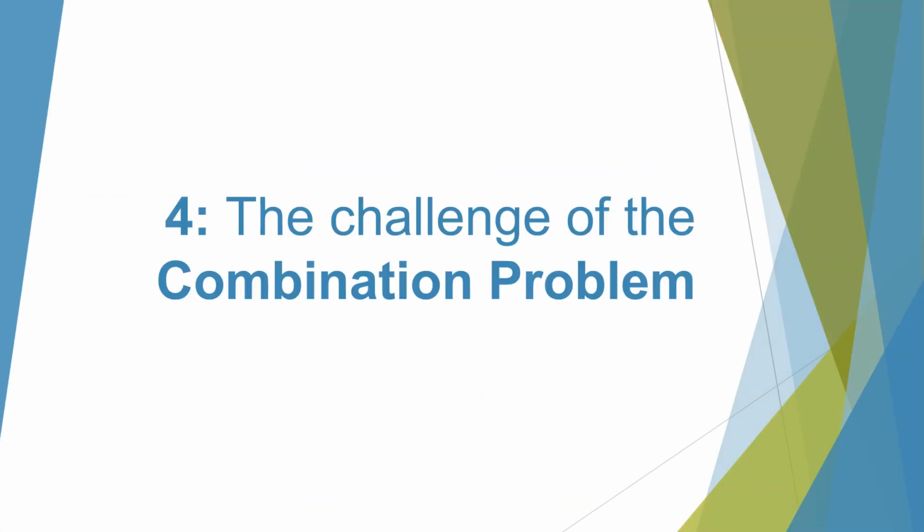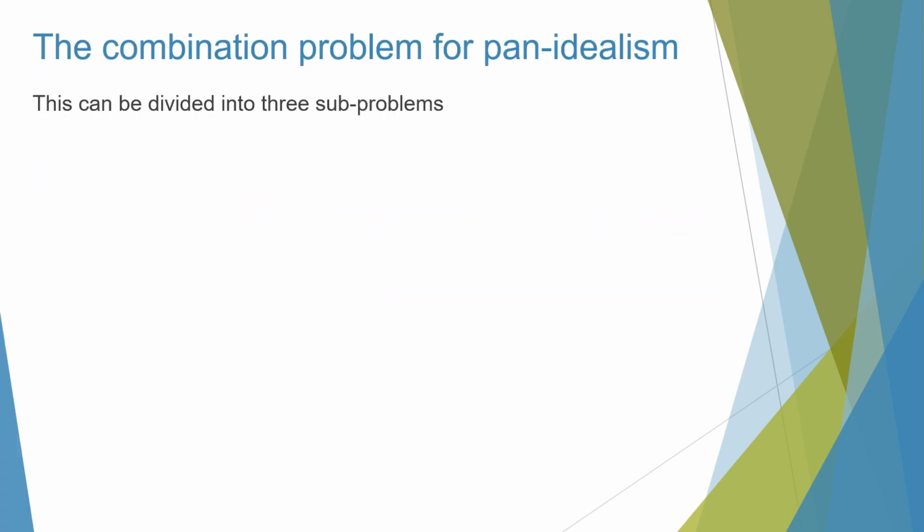The final challenge to Pan-Idealism is that of the combination problem. In part, Pan-Idealism was developed in order to meet this challenge, so we would expect it to cope reasonably well. David Chalmers divides the combination problem for Pan-Idealism, and more generally for Micro-Idealism, into three subproblems.